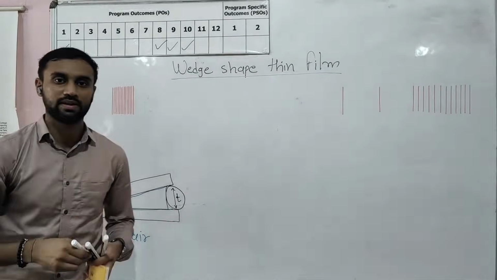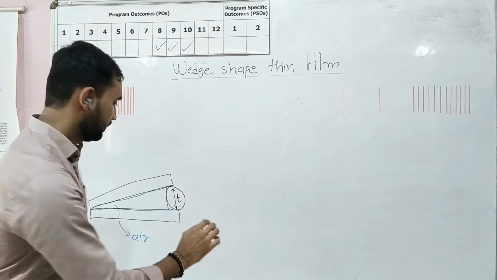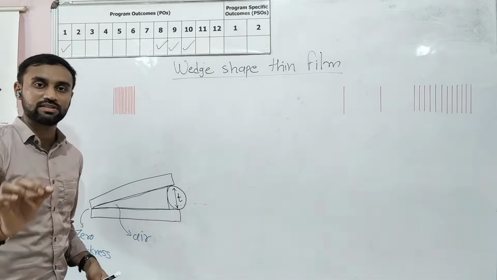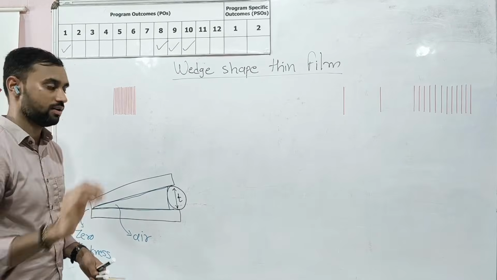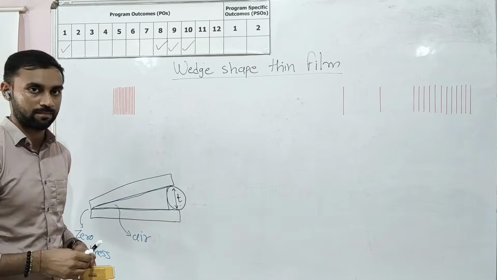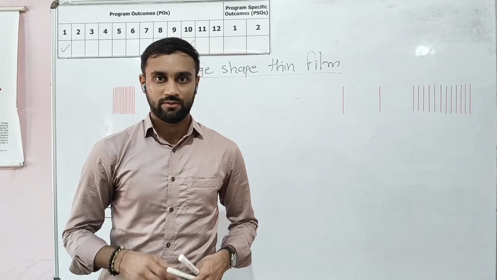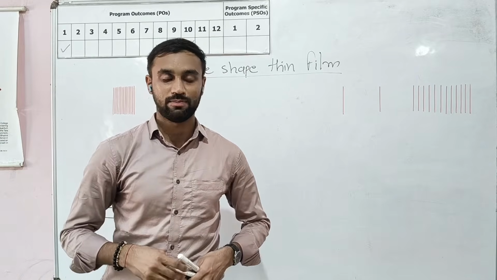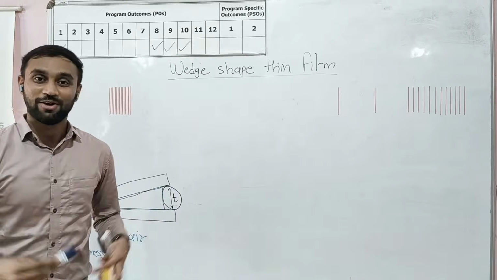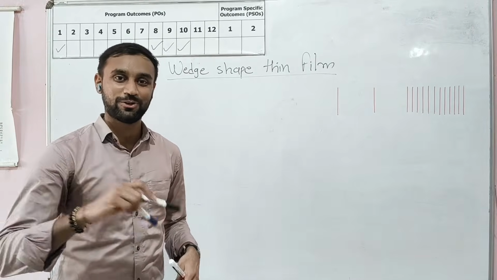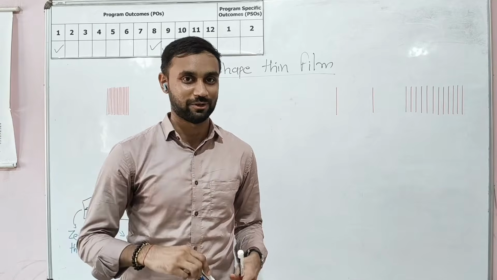In this experiment, our aim is to find the thickness of this spacer. Means the thickness of this human hair or the thickness of this paper. That will be our aim. How to find it? For that, we are going to take help of some optical instruments. How can we do that? We are going to do that with the help of an optical phenomenon.